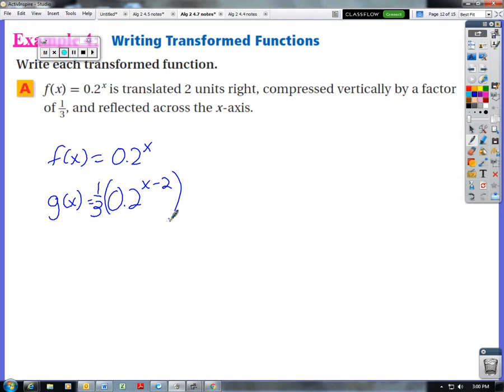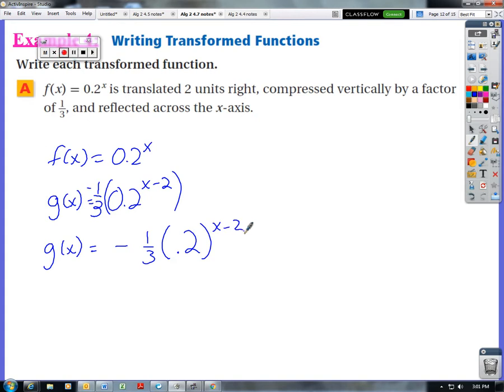And then it's reflected across the x-axis. When you reflect over the x, the negative just goes out to the front. So there's a negative out front. Let me write it a little bit better so you can see everything. Negative 1/3, 0.2 to the x minus 2. We could write it like this.